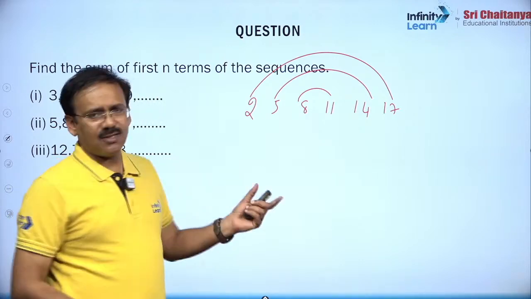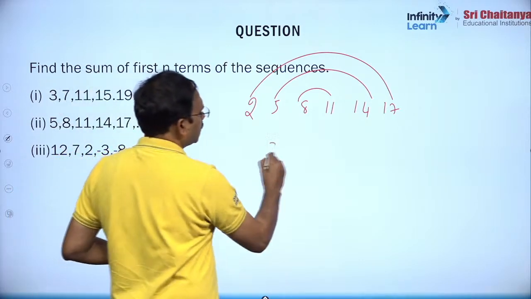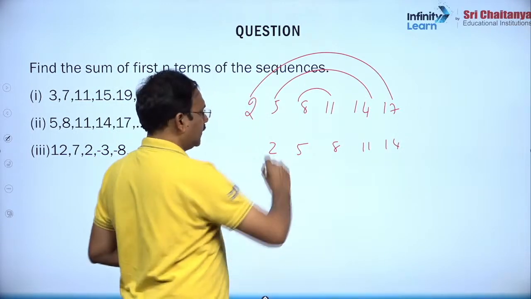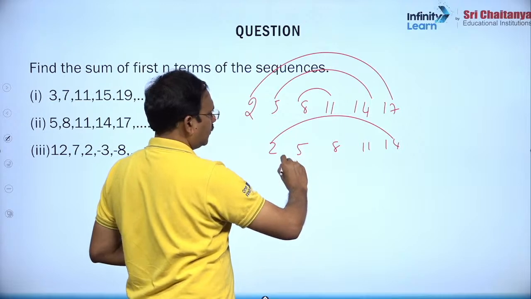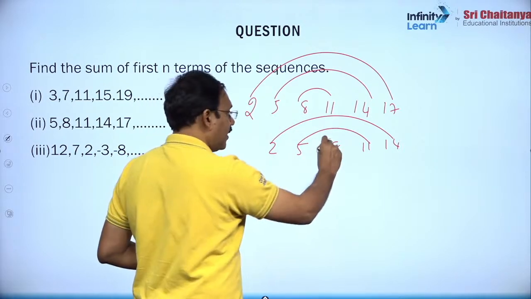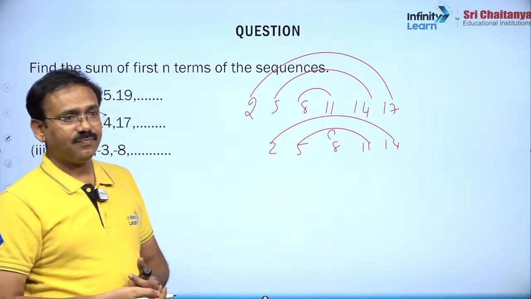You take any set of numbers in AP. For example, you just take 2, 5, 8, 11, 14, an odd number of terms. 2 plus 14 is 16. You see, this is 16, this is 16. One number is left in the middle. Add it twice, you will get 16.